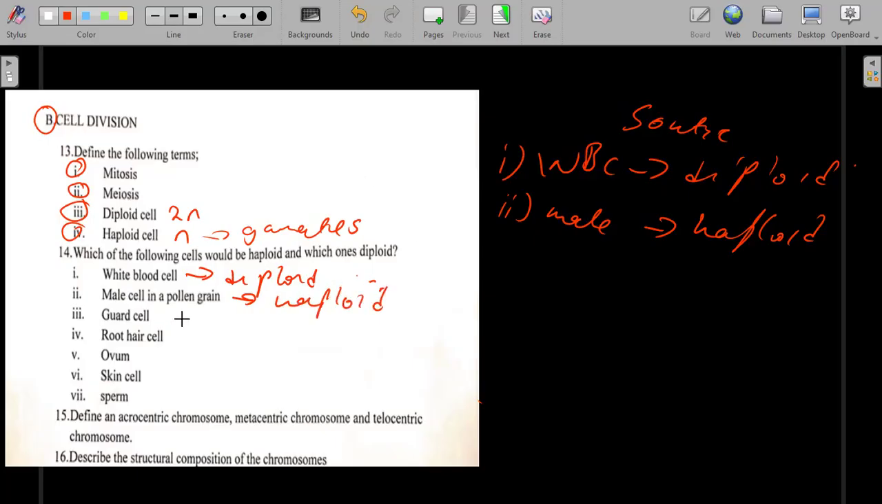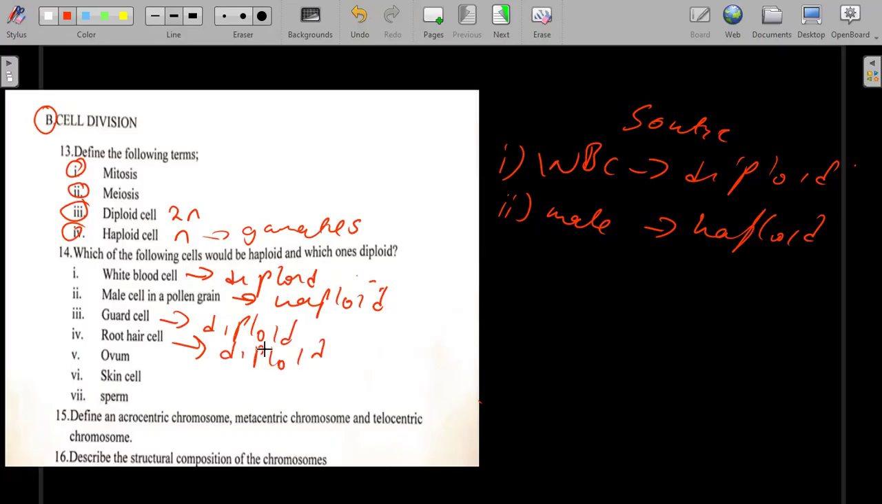Then we have guard cell there. You know these are part of the plant. These ones, you don't find gametes there. They are divided by mitosis, so we end up having a diploid cell there. So number three is going to be diploid. Then we have the root hair cell, just like the guard cell. It's also part of the plant, which is involved in absorption. So this one is also going to be diploid.